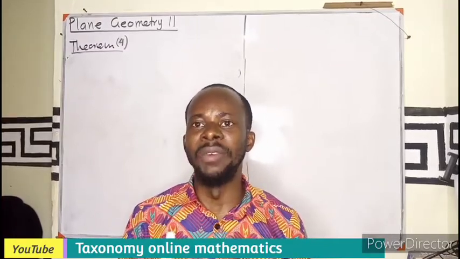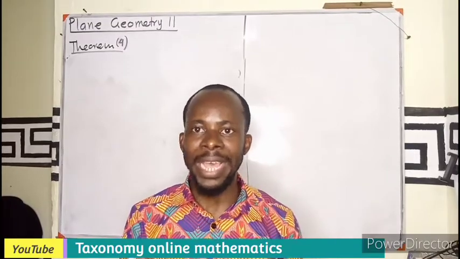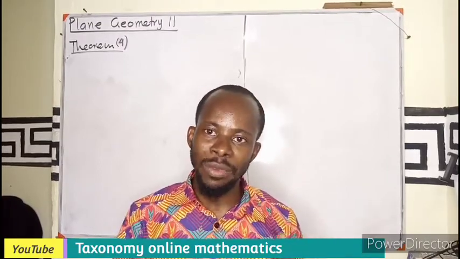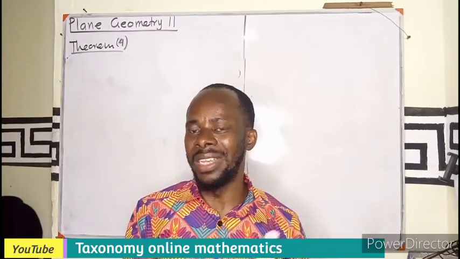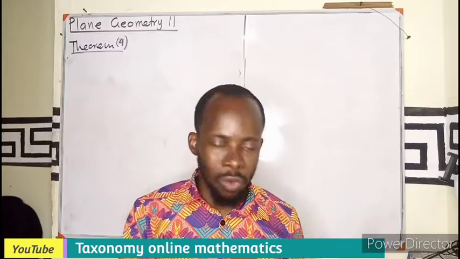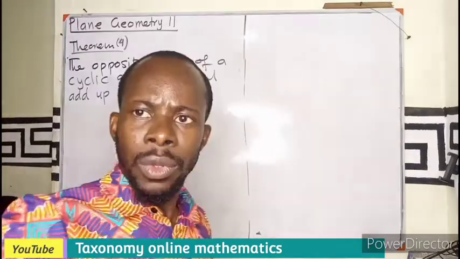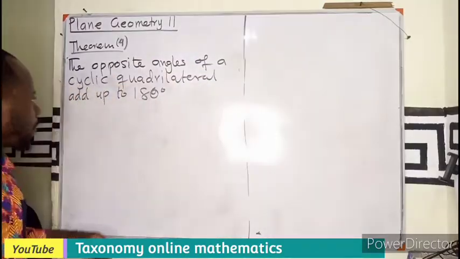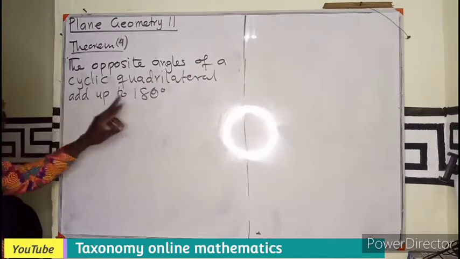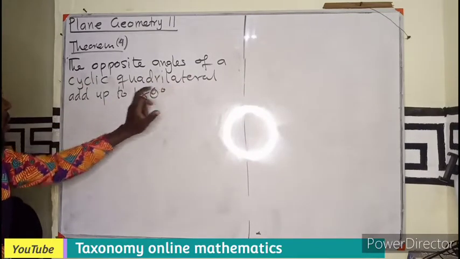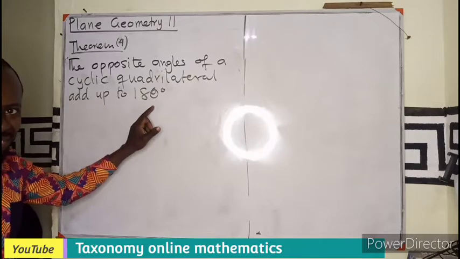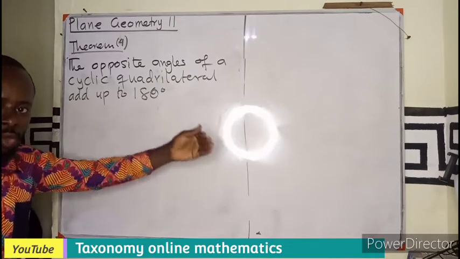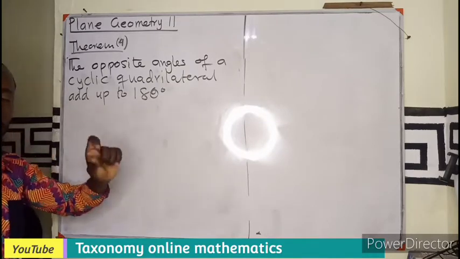We are continuing with the tutorial on plane geometry 2, which we describe as circle theorems. We are done with theorems 1, 2, 3. In this video, we will be discussing theorem 4, which states that the opposite angles of a cyclic quadrilateral add up to 180, or we can say are supplementary, meaning if you add them you have to get 180.